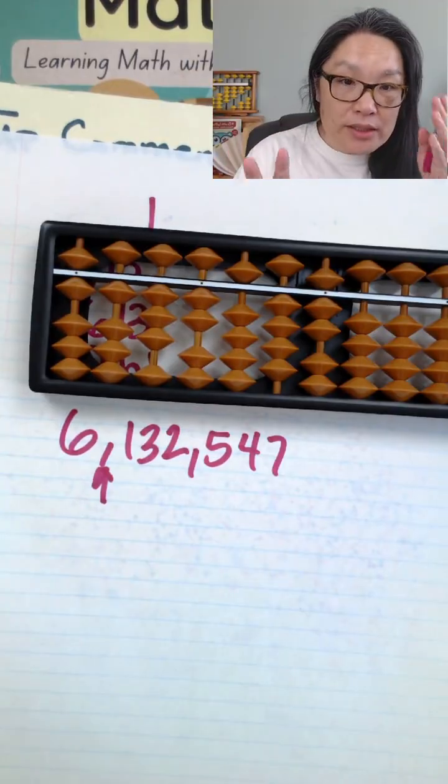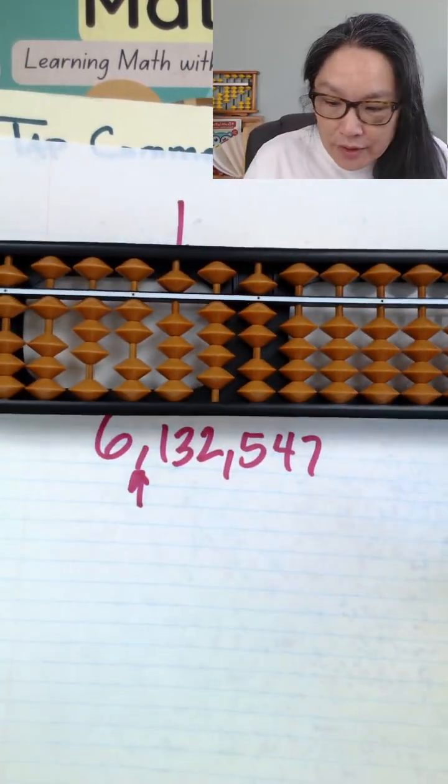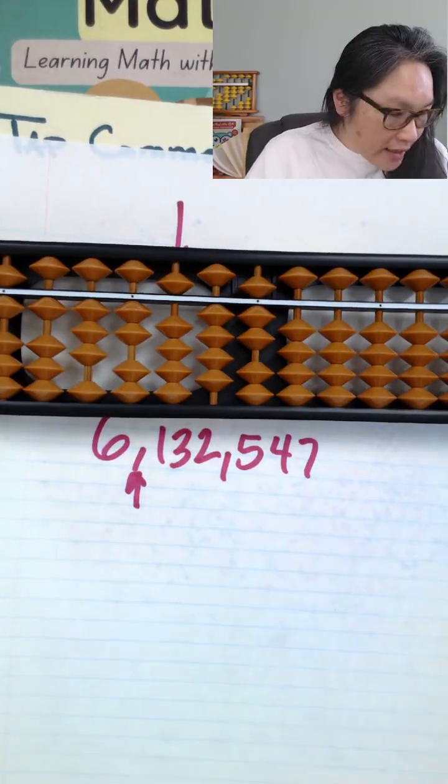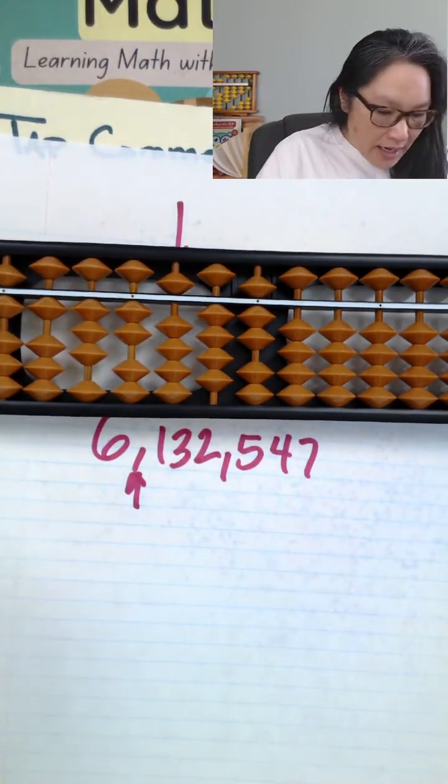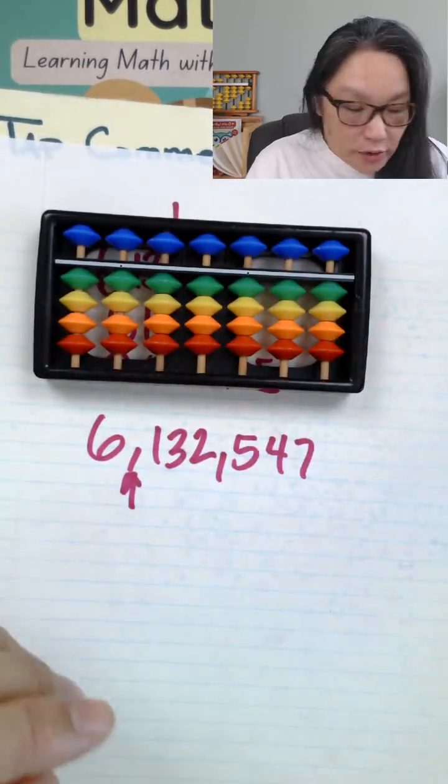Anybody have any questions? Let me know. I'm going to continue on with understanding how to read the abacus, and I'm going to use my colorful one. Cool.